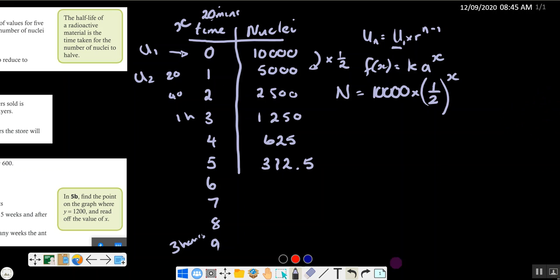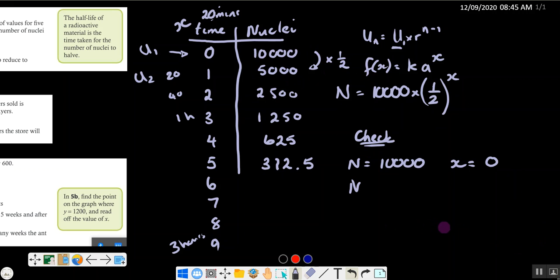And we should just do a little check, because if it's x or x minus 1, well, if x is 0, that's when we start. And then we should have 10,000 times a half to the power of 0, so let me just write that down. I'm going to check. I know that x is 0, so I'm just checking that I get 10,000.